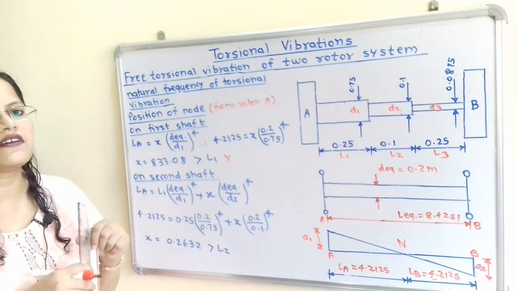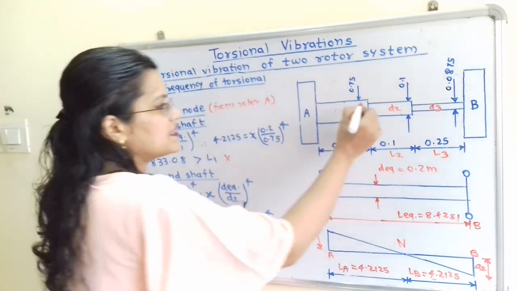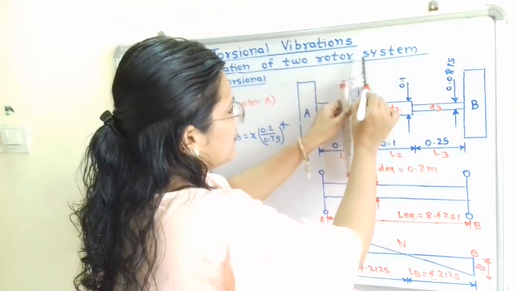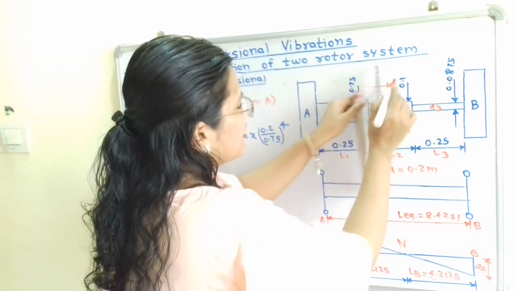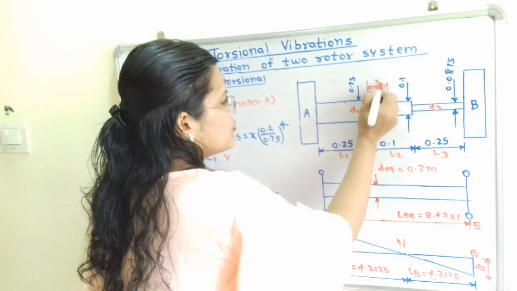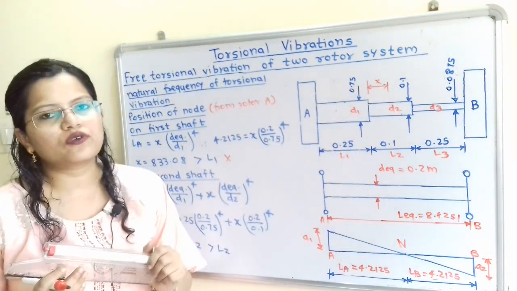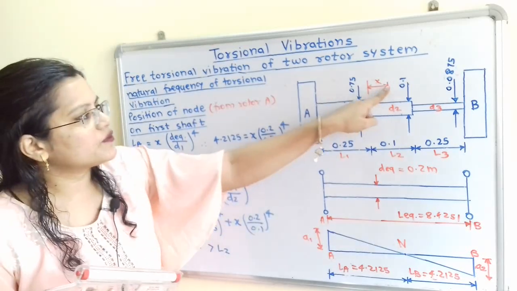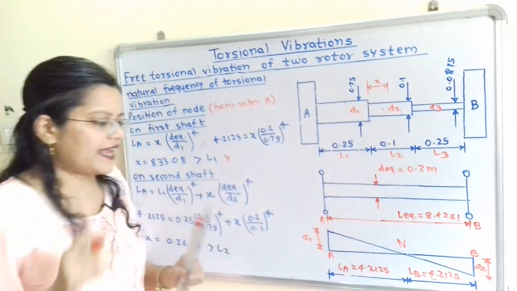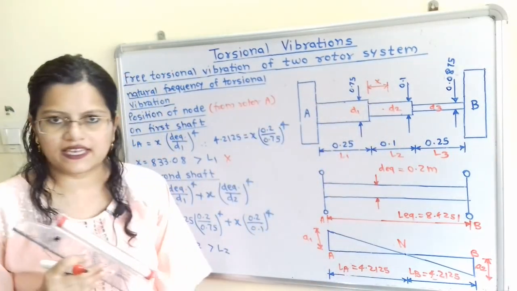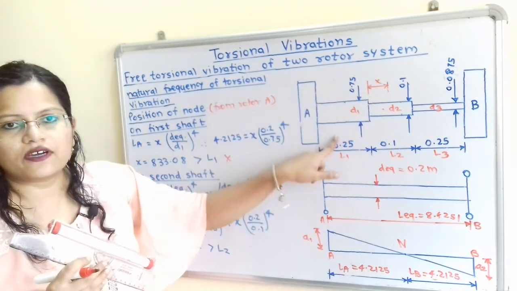Now we will consider the node point will lie on the second shaft. So here is the starting point of the shaft. Now from the starting point we will consider the node point will lie at a distance x. So this is the distance x meter. Now we will calculate this x. So how to calculate this? So this x, we are going to calculate this point from the rotor A, and that's why we will consider here the LA. So LA is equal to, now from rotor A there is the first shaft.